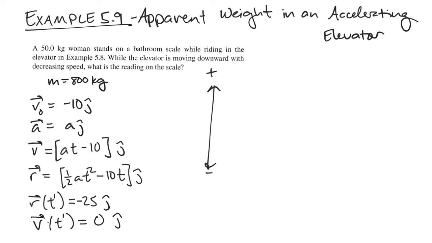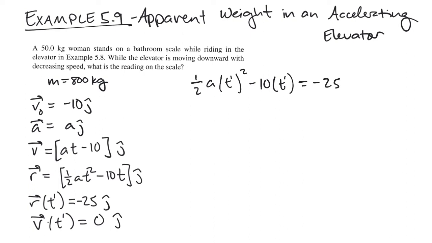So what you're going to need to do from there is find your acceleration. And that's going to be a little bit gnarly. I'm going to erase my coordinate system so that I can deal with that. Okay. So what we're going to do here is use our conditions that we know. We know r of t prime is negative 25. So we can plug in t prime to our lovely position function. 1/2 a t prime squared minus 10 t prime equals negative 25. And then we also know that a t prime minus 10 has to equal 0. And that's from our velocity function.